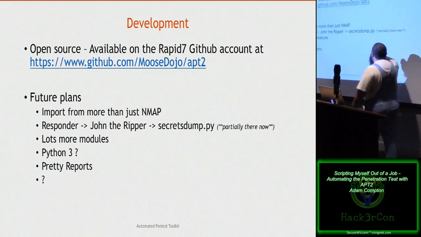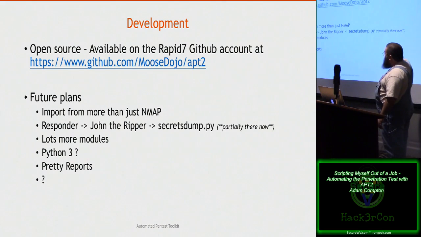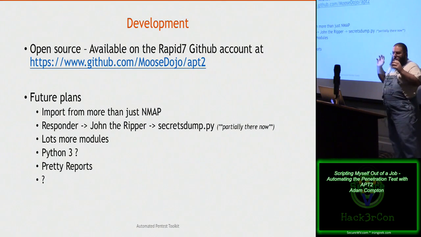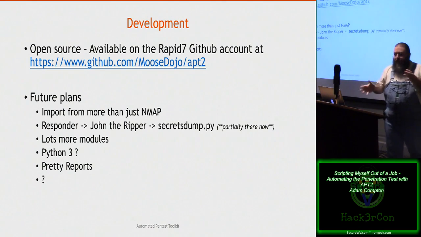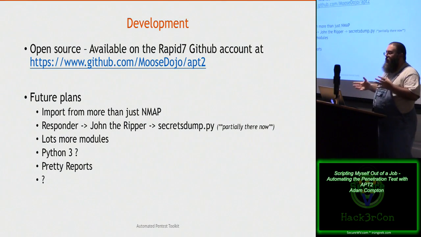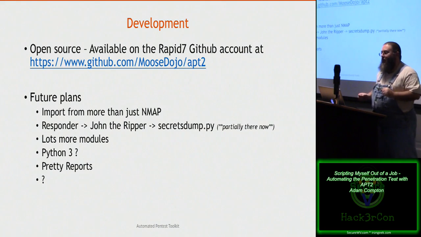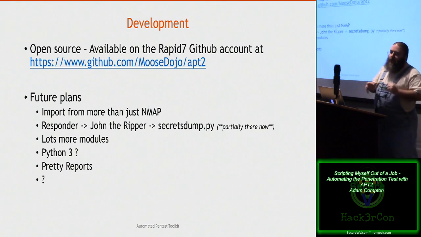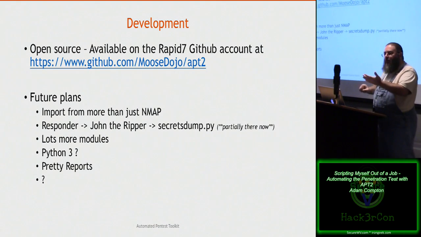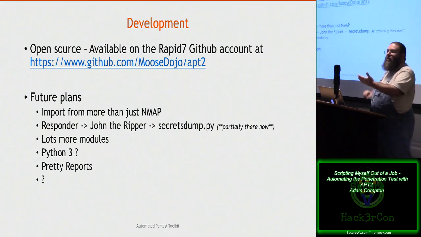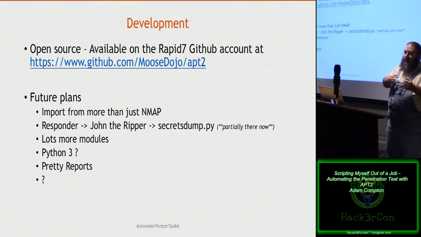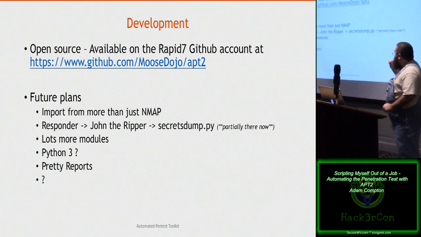What other future plans do we have for it? More input modules, more than Nmap. Hopefully, we're wanting to get several more in there, but right now that's it. Work out this process a little better. We currently have this working. Responder, John the Ripper, secrets dump. There's some other things in there that we want to tweak a little bit. We want to do lots more modules. Basically, anything that we typically do on an engagement, we want to write up a module for.